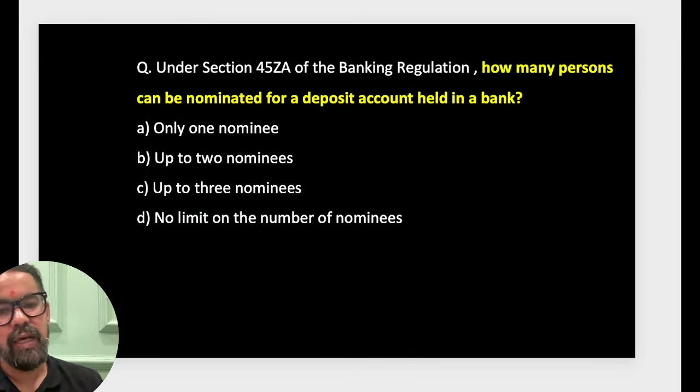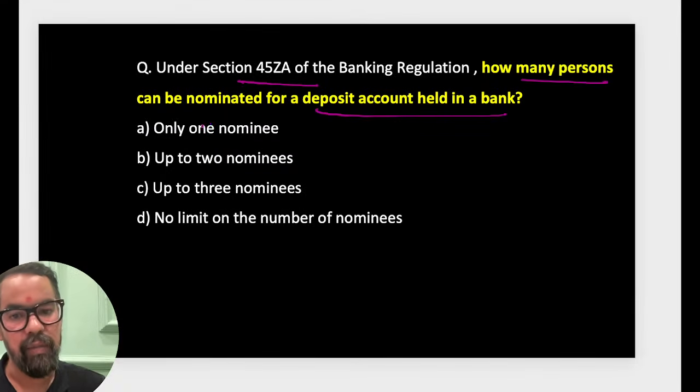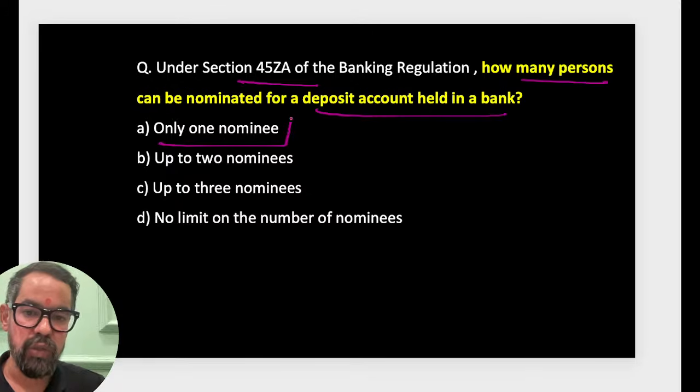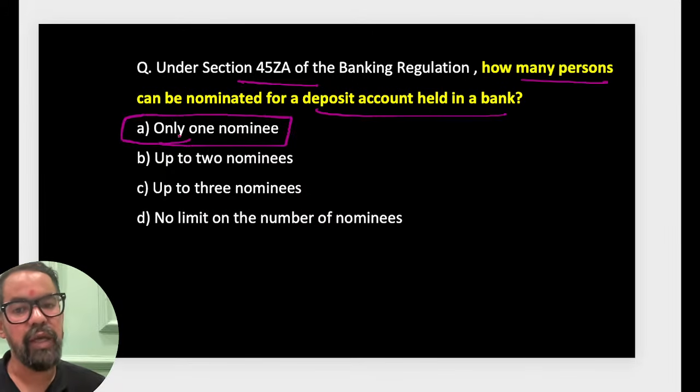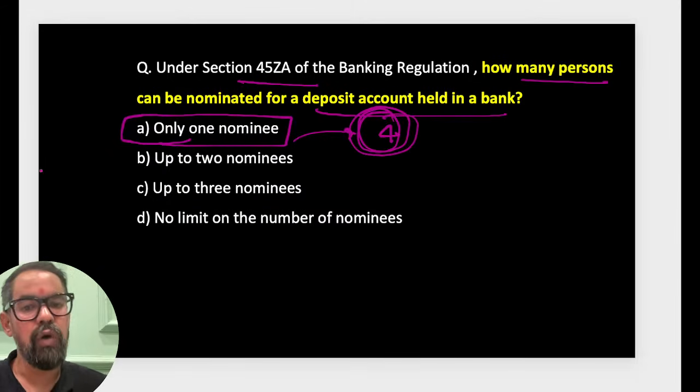So under Section 45ZA of the Banking Regulation Act, how many persons can be nominated? We have an update here. Earlier it was 1, but now it is up to 4 nominees. So we can have up to 4 nominees.